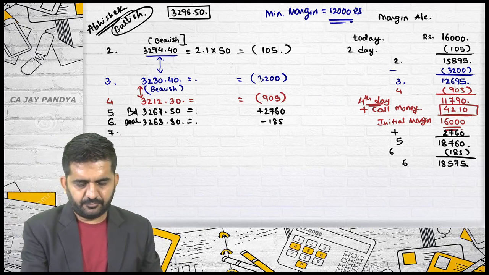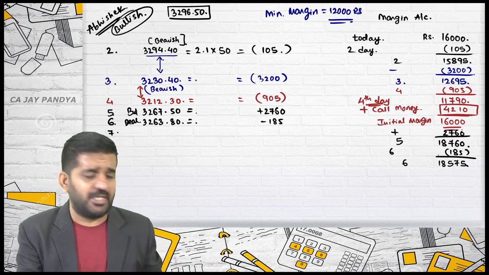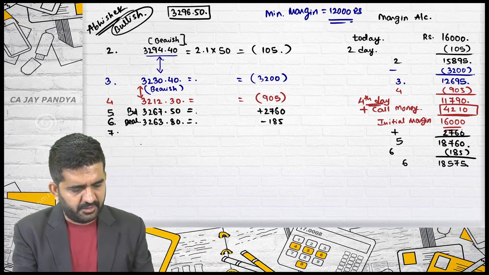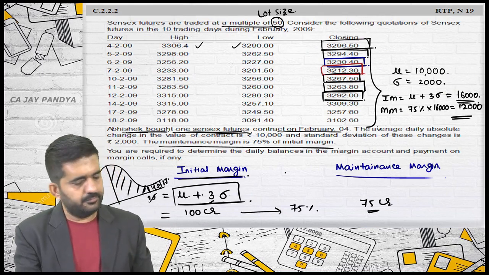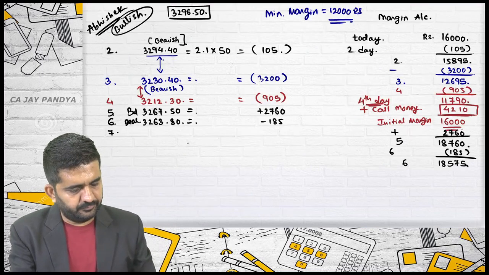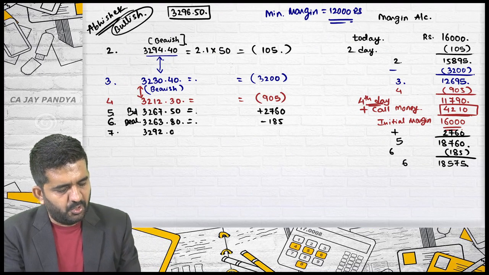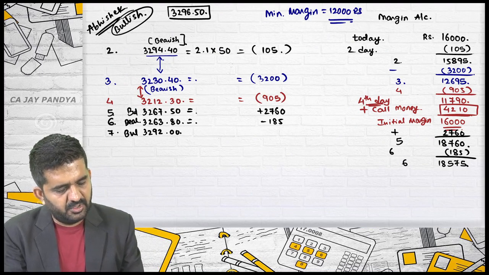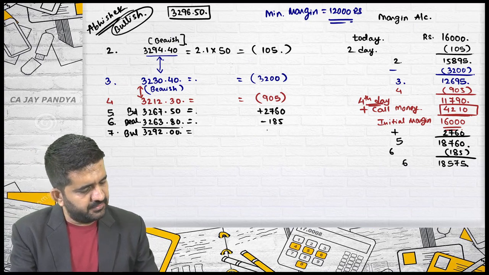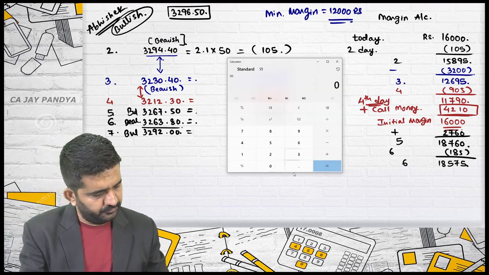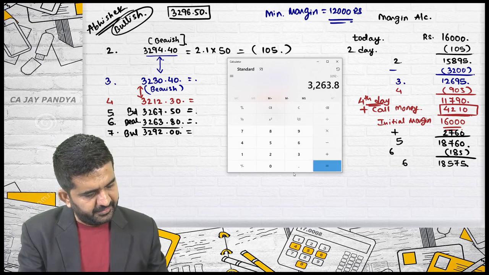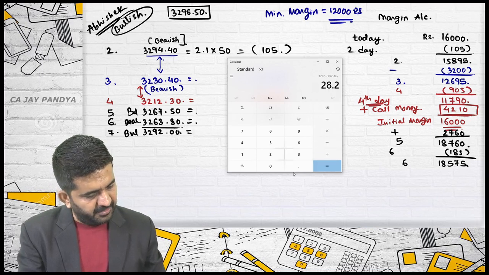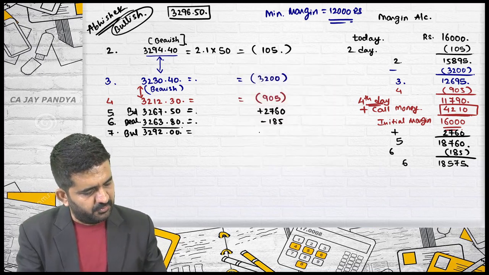Seventh day. It is not less than 12,000, so there is no margin money call. Is it all right? Seventh day, 3292. Again bullish. I'll be getting money of this difference. 3292 minus 3263.8, multiplied by 50. 1,410.